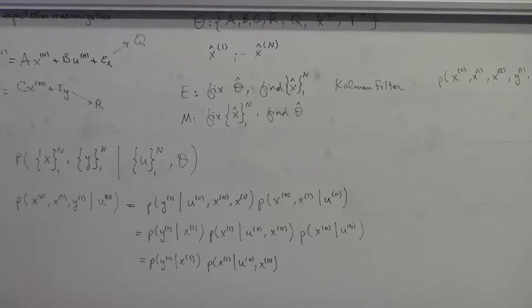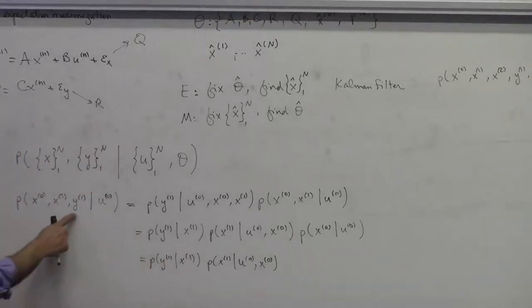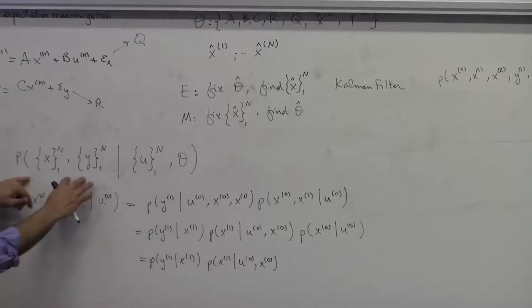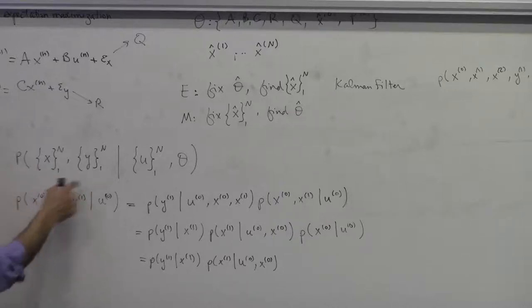It's a vector. Okay. Good question. Right. So we have two measurements now, y1 and y2, rather than just one. Before, I only had one measurement, just y1. Now I have two measurements. I want to write this probability for all the x's from 1 to n, all the y's from 1 to n, and all the u's.